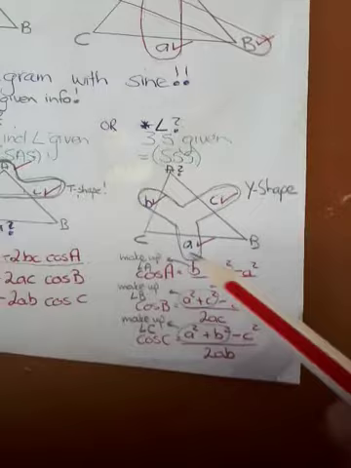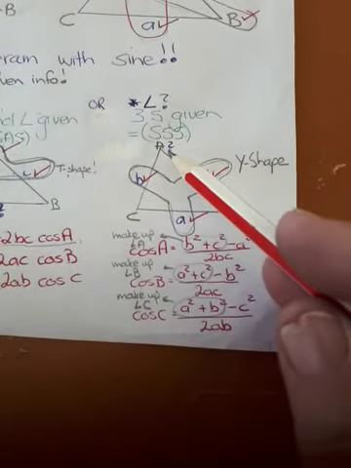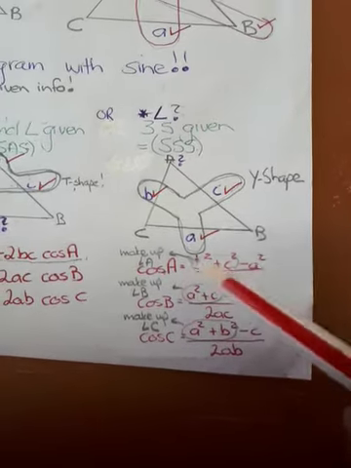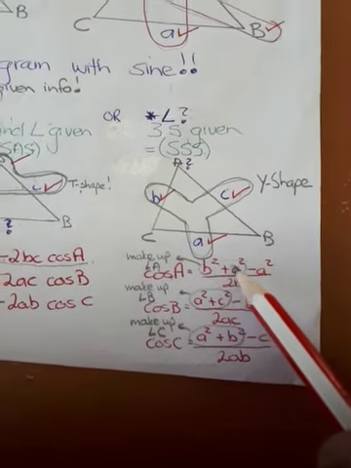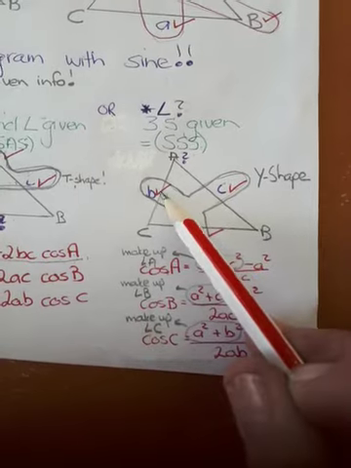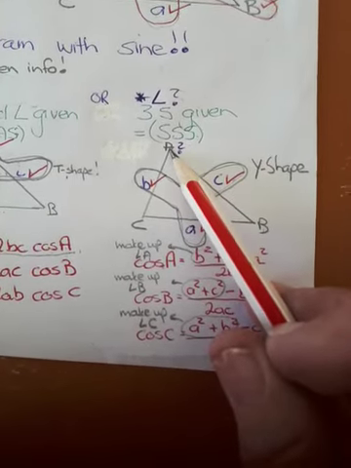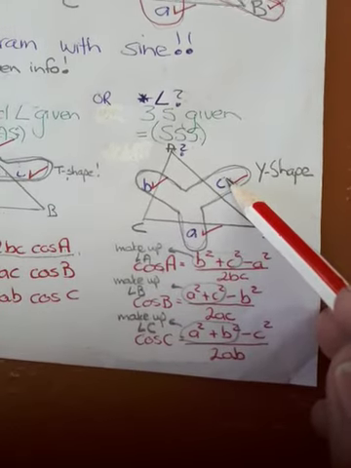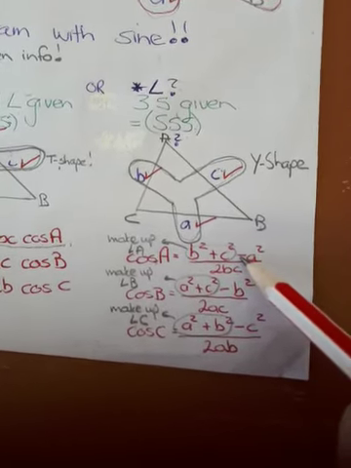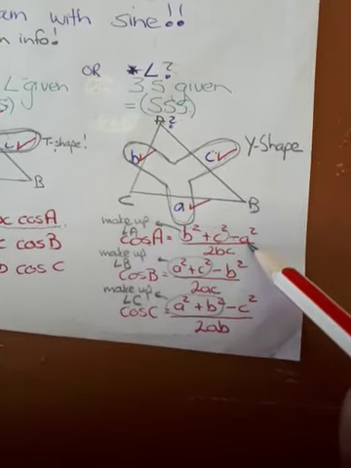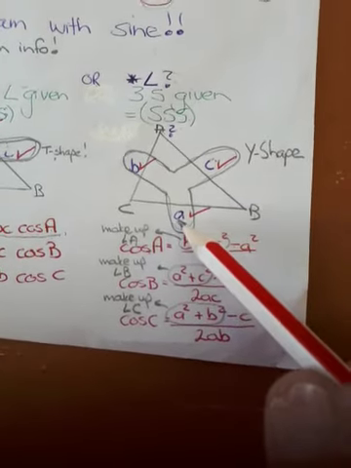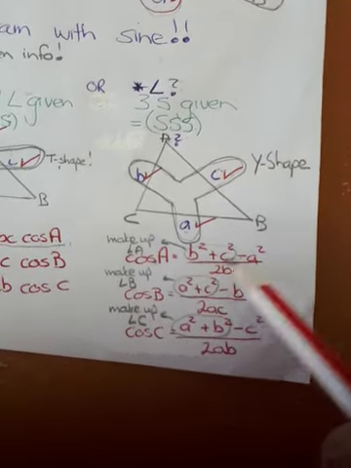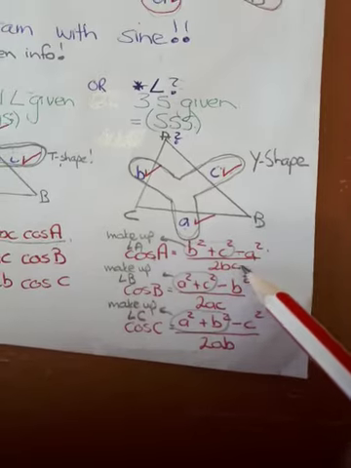Then the formula in this case: we want to know what A is, so cos A goes on the left-hand side. On the right-hand side, we've got B squared plus C squared. People, those are the two sides that make up the angle. You must add the squares of the two sides that make up the angle, and then you subtract the square of the opposite side, the third side. And that we divide by 2BC.